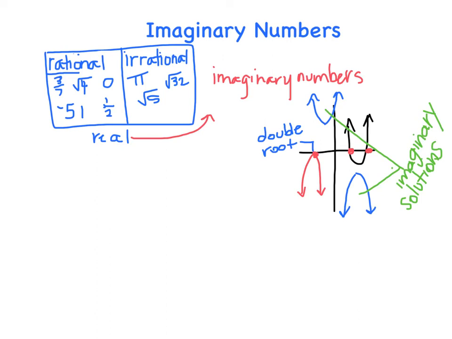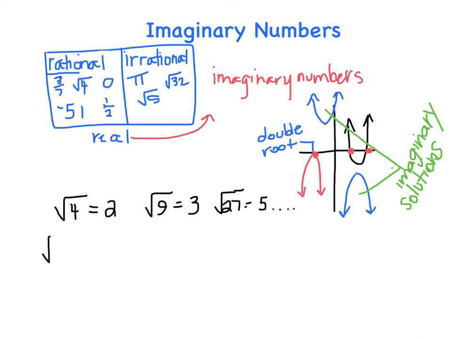What is an imaginary number? We just finished doing square roots, so if I put in the square root of 4, it's going to be 2. If I put in the square root of 9, it's going to be 3. If I put in the square root of 27, it's going to be that 5 point whatever number. If I put in the square root of negative 4, my calculator is going to give me an error that says non-real answer. Well, what does that mean? If something is non-real, it is imaginary. But we have to be able to write that number somehow.